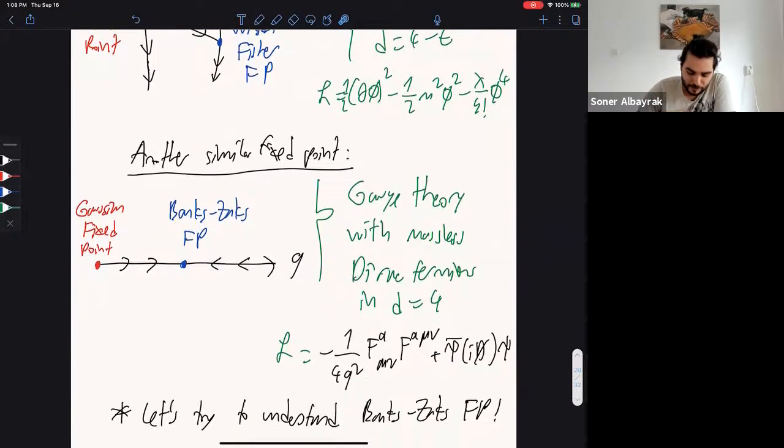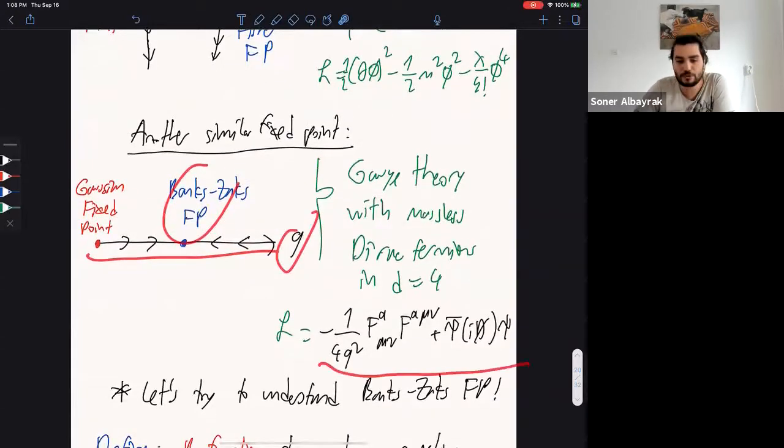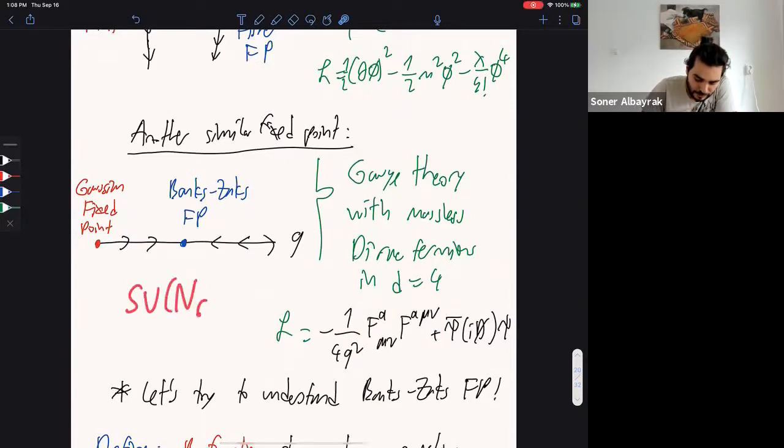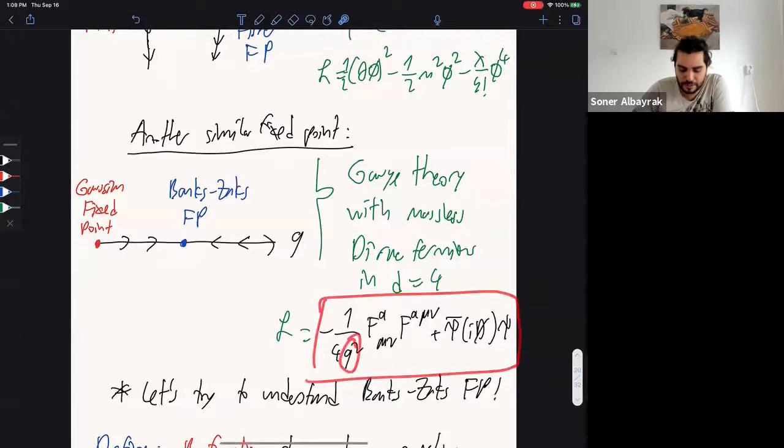In the Banks-Zaks fixed point, we have one coupling coefficient g, and it's in this Lagrangian. So we consider a bunch of massless fermions, which interact with a gauge interaction, SU(N_C). So we have a color index N_C, it's arbitrary, and we have the flavor index N_F. So we have the flavor group and the color group, and this is the general Lagrangian, and this g is the coupling constant, and we try to find how the system behaves in the IR for various values of g.